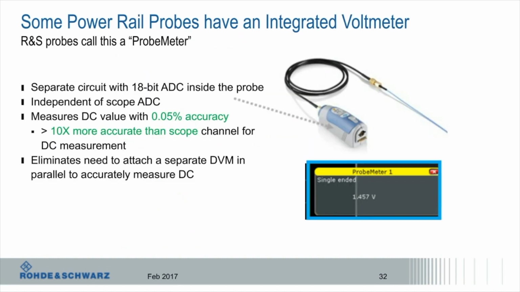One capability to consider for a power rail probe is an integrated voltmeter. With Rohde Schwarz power rail probes, this is called a probe meter. It's a separate 18-bit ADC inside of the probe that runs in parallel to the scope's main ADC. It allows the probe to accurately monitor the DC values of rails that it's connected to. This ADC is 18 bits and it has a 0.05% DC accuracy, 10 times more accurate than a scope's analog channels. The key advantage is it eliminates the need to attach a separate digital voltmeter in parallel to a scope to accurately measure DC values.